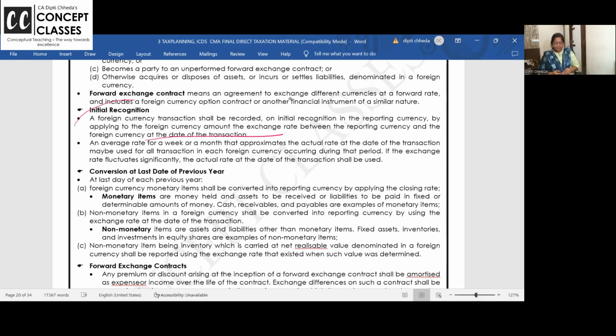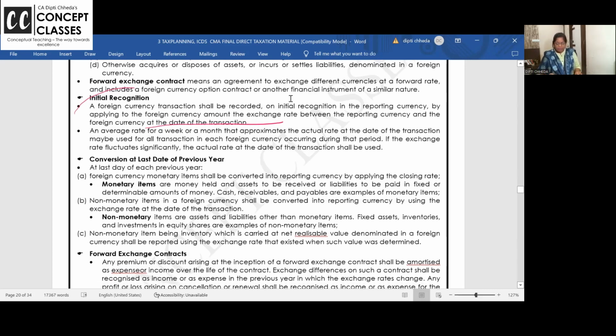Next is conversion at the last day of the year. Now on the last day, you have purchased some goods, or you have taken some loan, or you have purchased anything. Now on the last day, decide, is it a monetary item, debtors, creditors related, which can be easily converted into cash? Then record it at the closing rate. Whatever the closing rate is, you have to apply that. Yes, but ma'am, I purchased it at the transaction rate that day. $1 was 80 rupees. Now $1 is equal to 88.